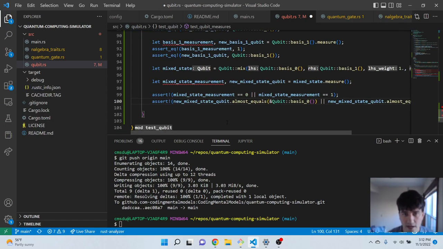So this is the other thing that I didn't say. When you measure a qubit with respect to some basis, which for our purposes is always going to be 0 or 1, then even if it was in a mixed state, it collapses into one of the basis states. So if you measure 0, then it collapses into the 0 basis state. And if you measure 1, then it collapses into the 1 basis state.